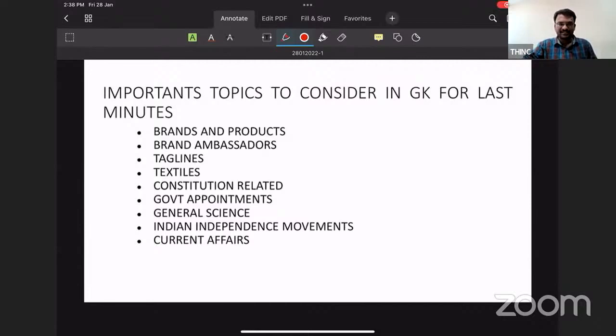The other one is the Constitution, with one to two questions, and it is an unavoidable thing in the syllabus. The next one is government appointments, like the Chief Justice and the Finance Commission. A lot of government appointments have happened in the last year, and you need to spot those out.